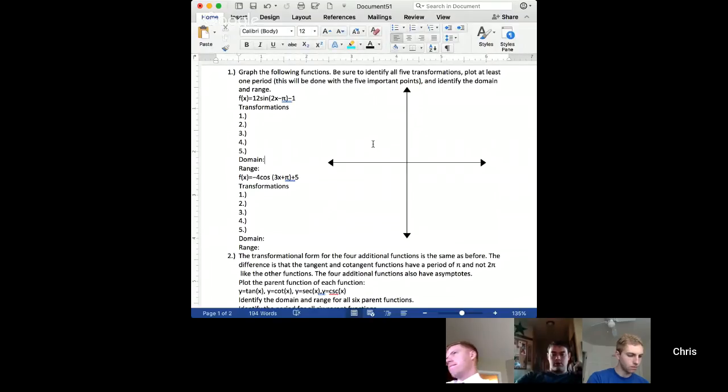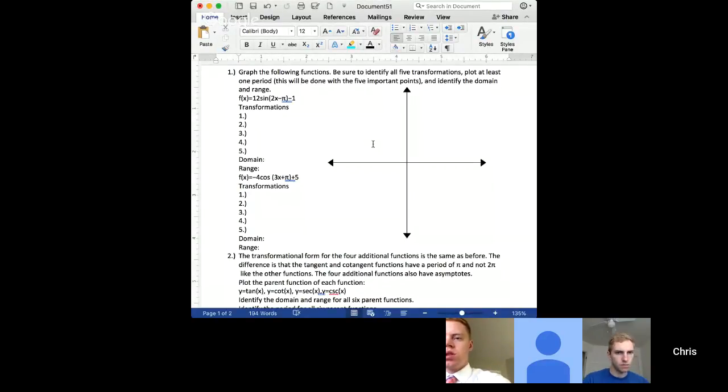So it says, graph the following functions. Be sure to identify all 5 transformations, plot at least one period. This will be done with the 5 important points and identify the domain and range.